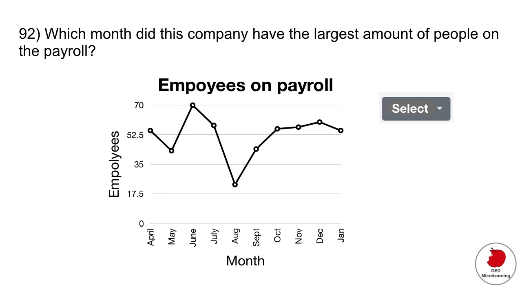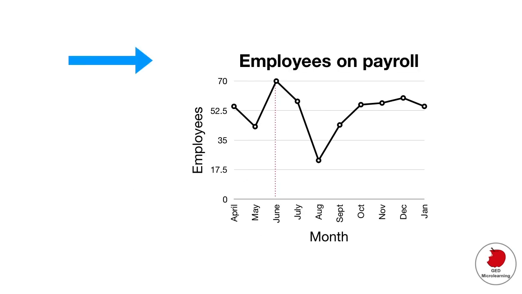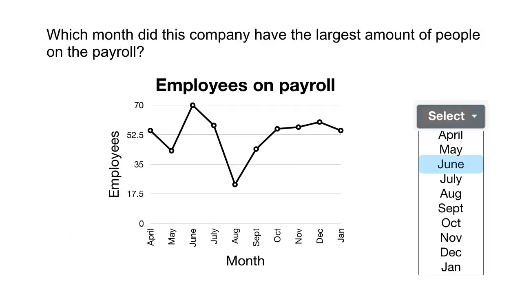All right, so as always, we're going to look at the title. It tells us it's employees on payroll. We look at the y-axis. It tells us the number of employees, and the x tells us the months. And if you look at June, you can see that that's where it peaked. So there were 70 employees on the payroll in June. So the correct answer would be June.